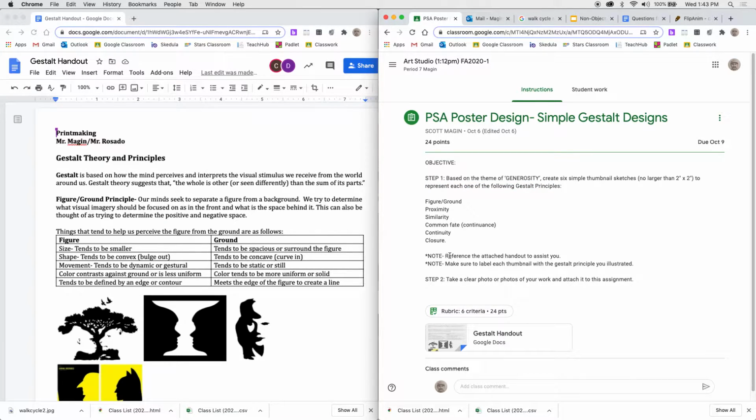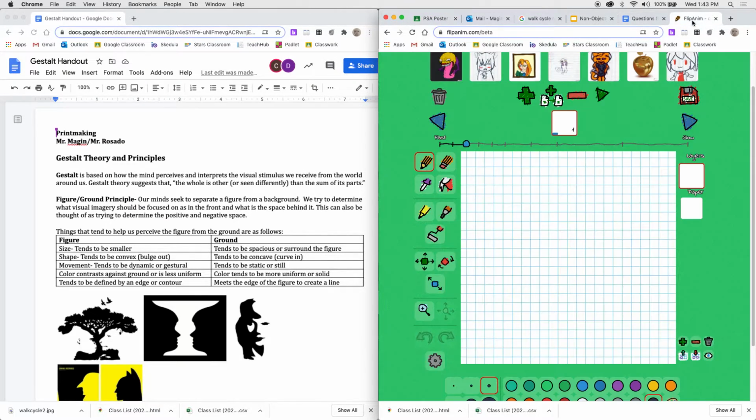Okay, and you can reference the attached handout on this assignment down here. I have it open on the other side. And you're going to have to make sure to label each thumbnail with the Gestalt principle you illustrated. And the last step, obviously, with all assignments, is to take a clear photo of that work and attach it to this Google Classroom assignment. Okay, so just getting into how you might approach this.